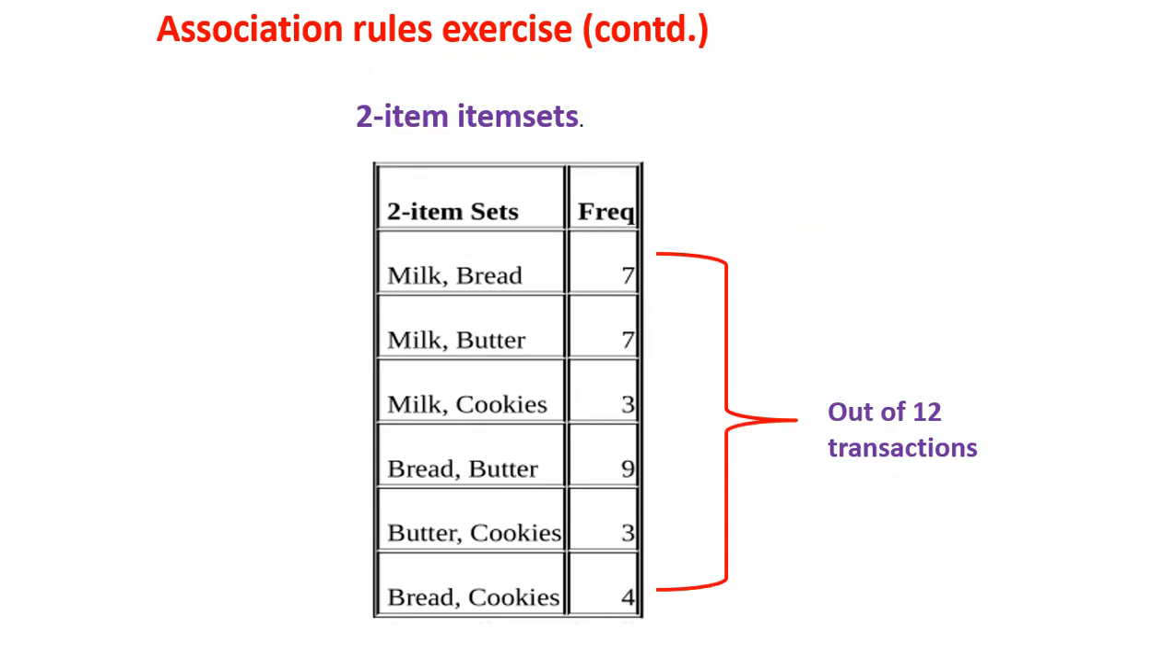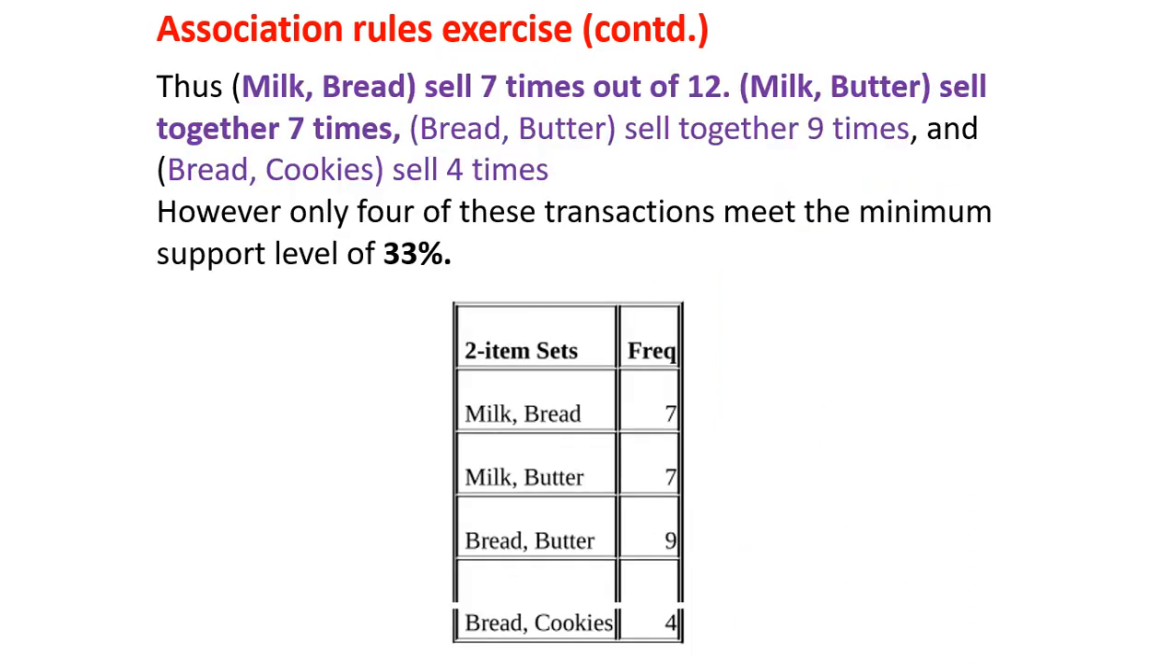In the two-item sets, milk and bread occur together 7 times, milk and butter 7, milk and cookies 3, bread and butter 9. The butter and cookies combination is available in transaction 3, and bread and cookies in transaction 4. So out of 12 transactions, you consider this. Again, to apply the 33% support level, we should consider only milk and bread, milk and butter, bread and butter, and bread and cookies.